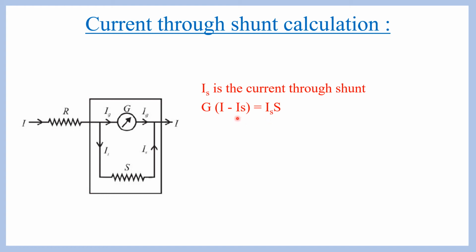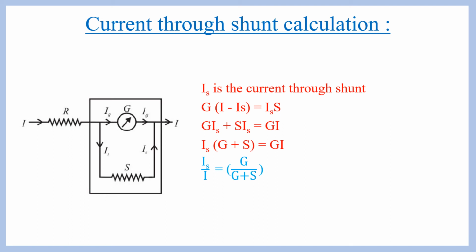So both the unknown terms here are Is. On both sides we have only the Is term, so we can find the value of Is by solving the equation, and we will get Is into (G + S) is equal to G into I. Now, next step, we will get the fraction of the current flowing through the shunt as the ratio Is divided by I is equal to G divided by G plus S.